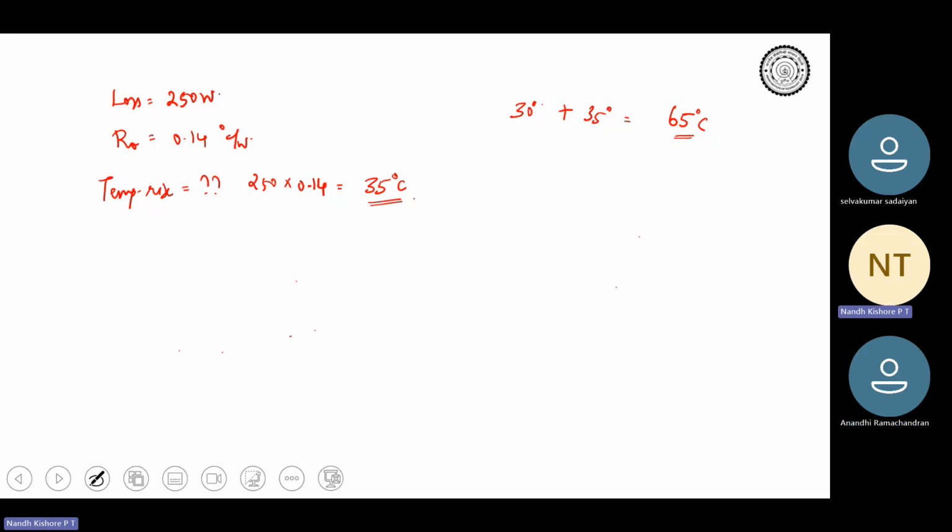Let's say there is plus or minus even 50 degrees, worst case. Let's say the ambient is 80 degrees. Even if it is 80 plus 35, it will not exceed 175 degrees. 175 is too much. So why should I attach a heatsink? Why should I do some heatsink calculation and all?